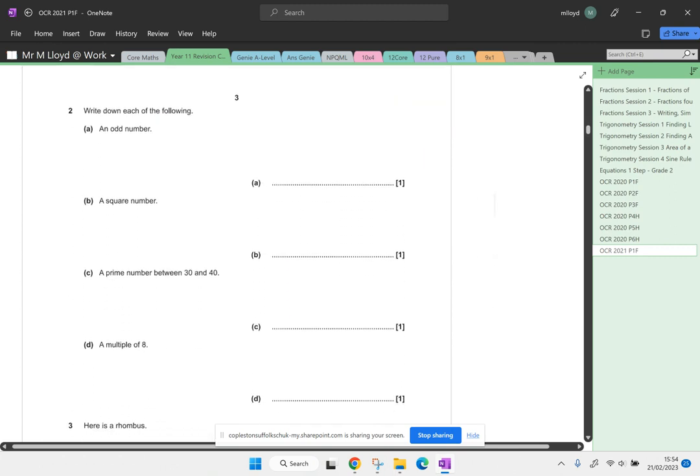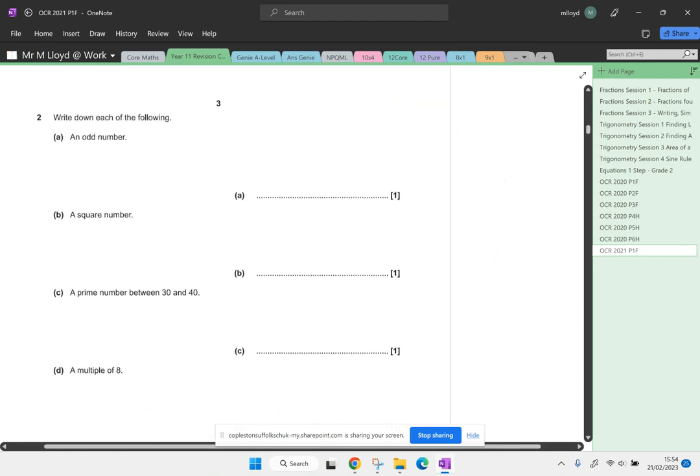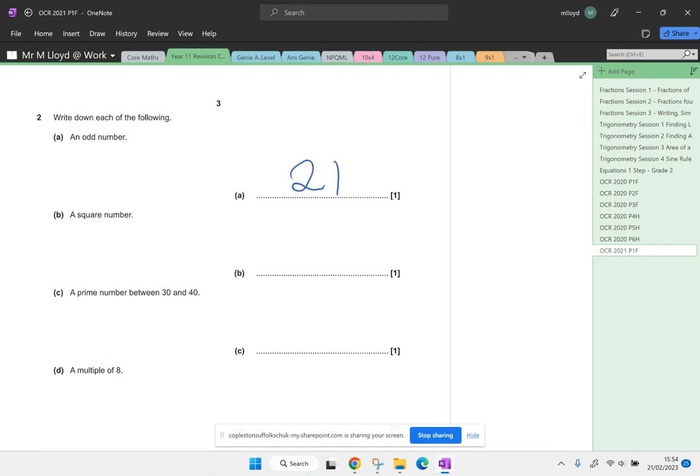Okay, question 2. Write down each of the following. An odd number, that's easy marks. So I'm going to put 21. A square number, so we can have anything from 1, 4, 9, 16, 25. So I'm going to put 25. Just to remind you, the odd number is just a number that doesn't divide by 2 without leaving a remainder. So anything that ends in a 1, 3, 5, 7, or a 9.